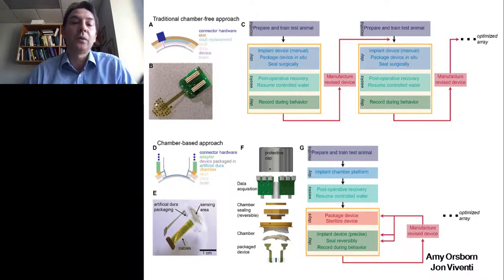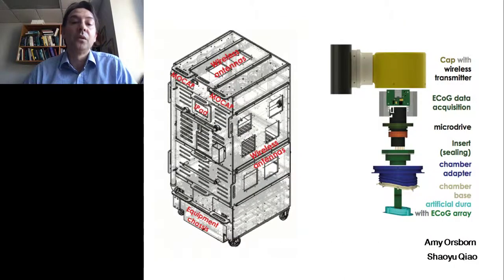This is because we don't need to re-implant the animal surgically. We can do it while they're awake. We've also used this system to record wirelessly overnight. And here I'm showing you what we call a cage system that has wireless antennas on it. And then we added a wireless transmitter to the previous assembly that I showed you.